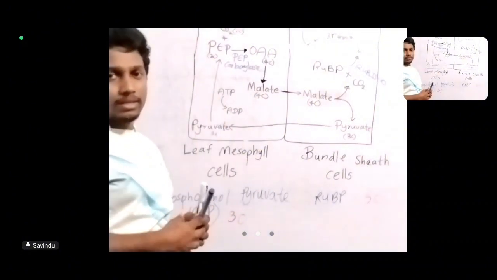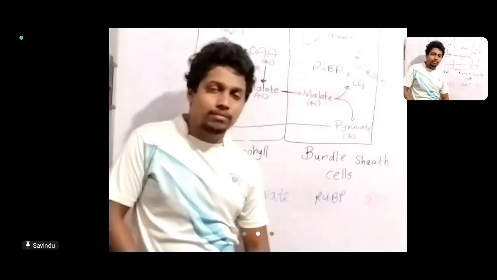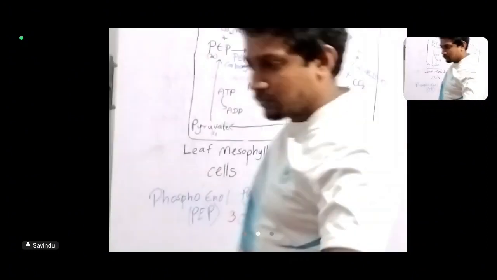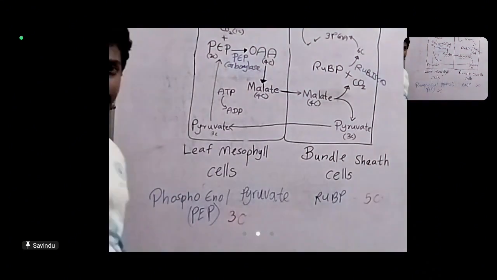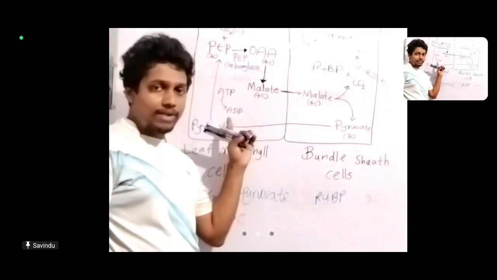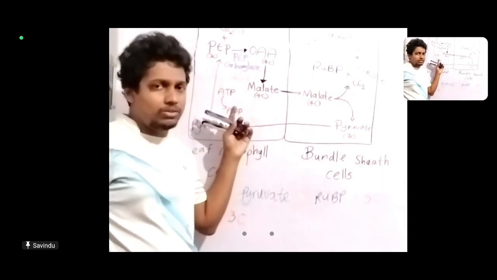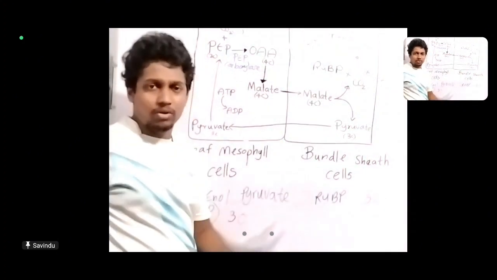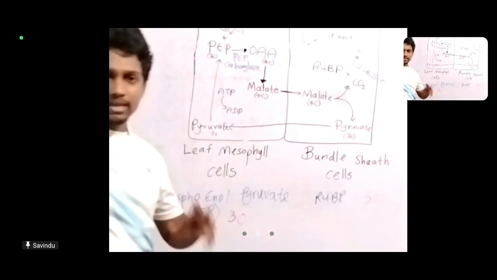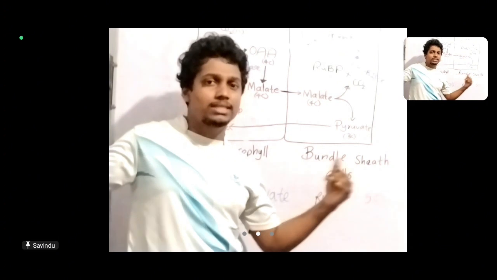So this is the C4 pathway and C4 mechanism. So what would be the change between these two cells? Here light reaction happens. Here Calvin cycle happens. Here Calvin cycle does not happen very much. Here light reaction does not happen, not very much.